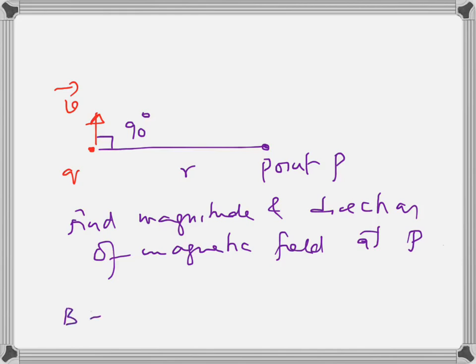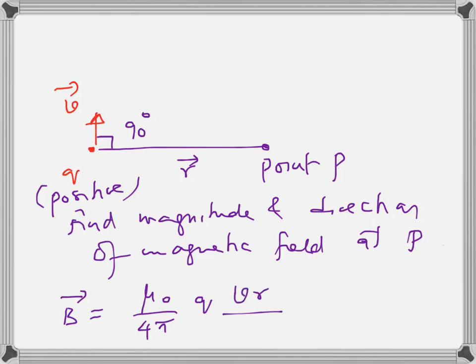So we write B in vector form: mu naught by 4 pi Q. I am assuming this is a positive charge. Even if it is negative, I don't mind. When you substitute the value, Q will be negative and the direction will automatically adjust. Q, V cross R. You see the angle between the V and R vectors is 90. So the cross product will be VR sin 90, that is VR, sin 90 is 1, by R cube. That is the magnitude. The direction of V cross R is into the board, so I'll write V cross R in.